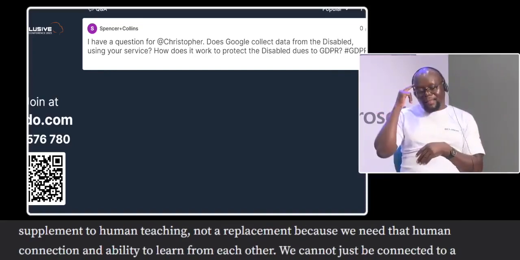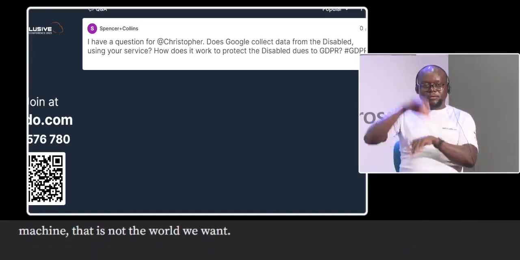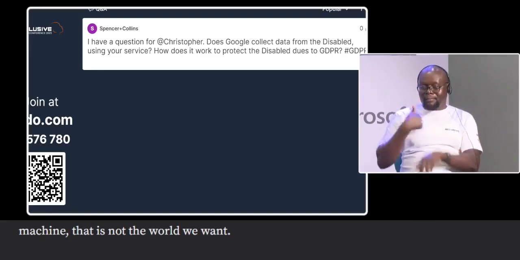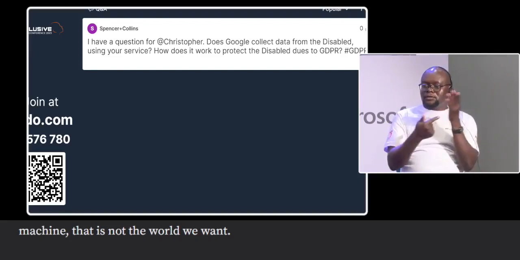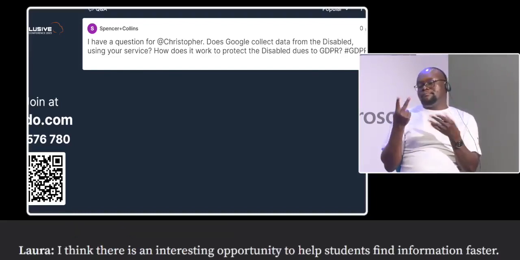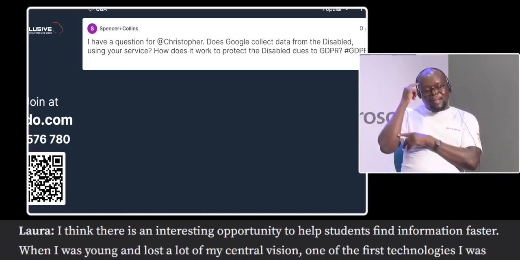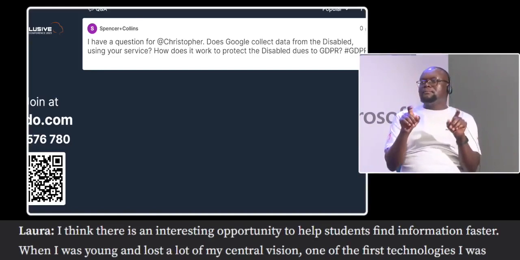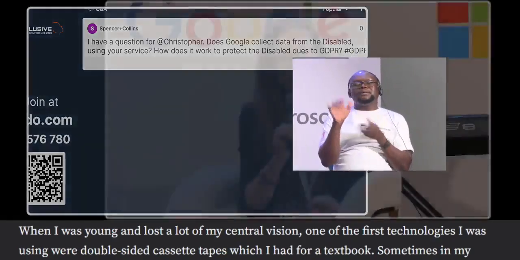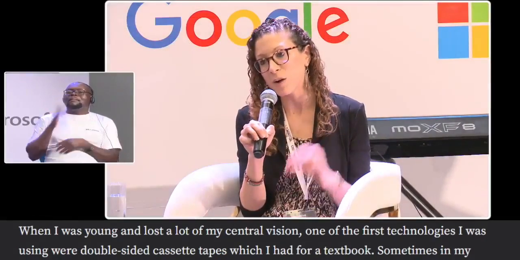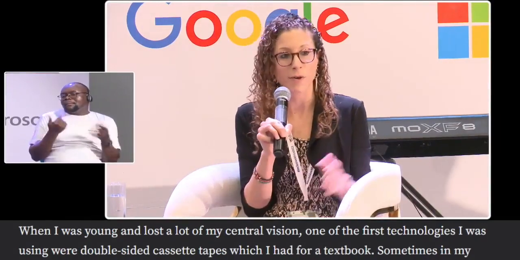I think there's a very interesting opportunity to help students find information faster. When I was young and lost a lot of my central vision, one of the first assistive technologies I used was double-sided cassette tapes for a textbook. In my history classes, the assignment would be read pages 19 through 30, pages 55 through 65. It was a mess. There was no way of finding that information, and my mom spent hours bookmarking it, figuring out where I should listen, while I did other homework.